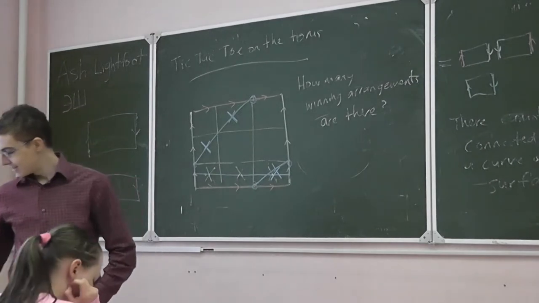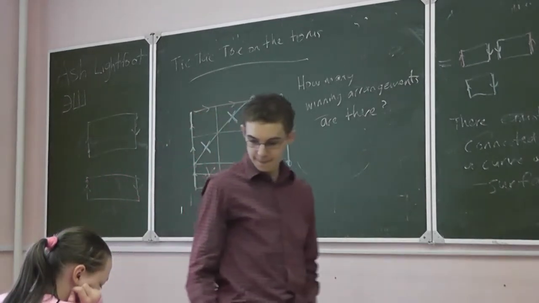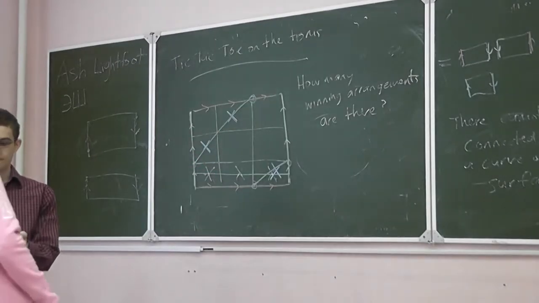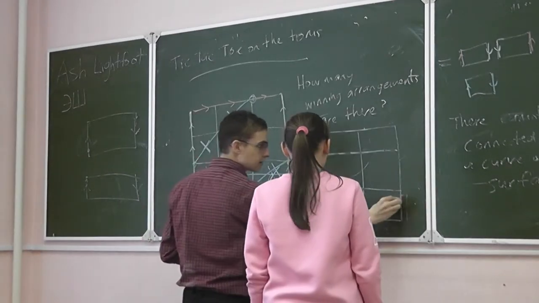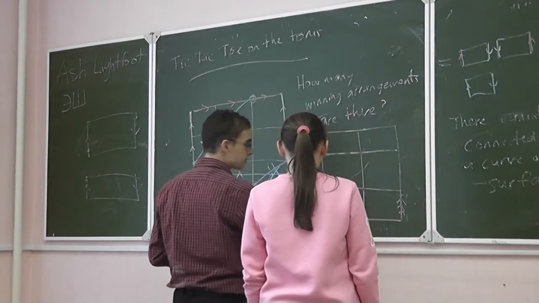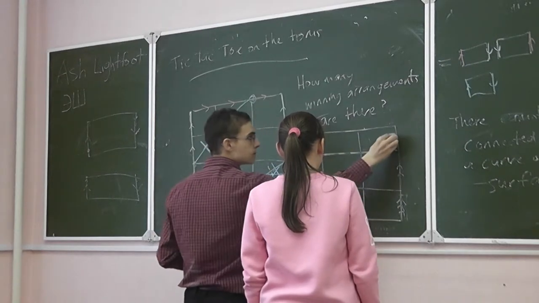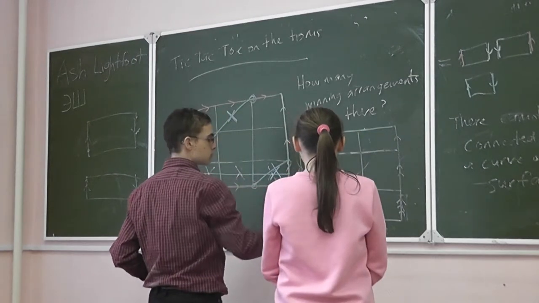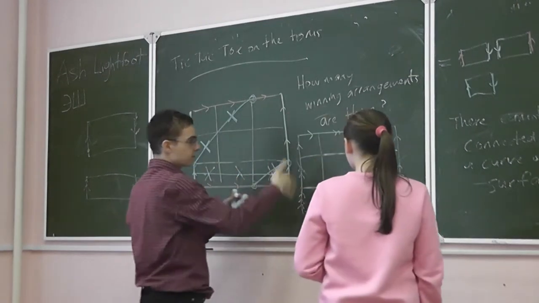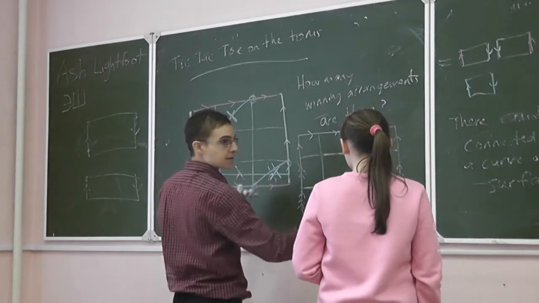Okay, and you can be red or green. Red? So I'm going to draw these three arrows, meaning that these three arrows go here, these two here. This is the one side of the torus, and it's the other side of the torus.